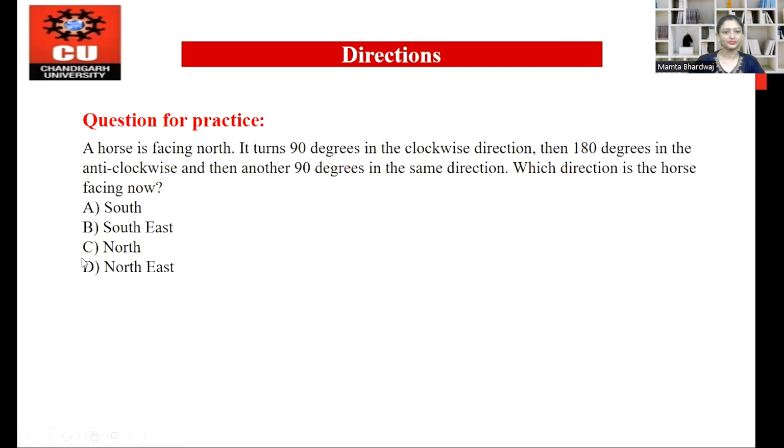So we will do one more example. A horse is facing north. It turns 90 degrees in the clockwise direction, then 180 degrees in the anti-clockwise direction, and again another 90 degrees in the anti-clockwise direction. So in total, he has rotated 270 degrees in the anti-clockwise direction and 90 degrees in the clockwise direction. So it remains 180 degrees anti-clockwise. He is facing the south direction. So south is the answer.